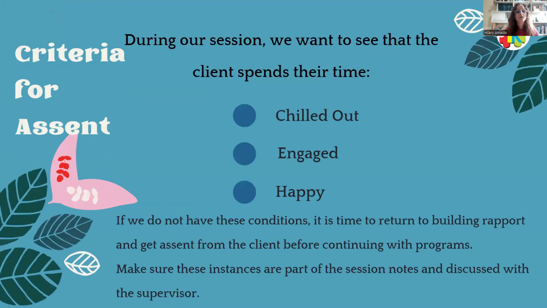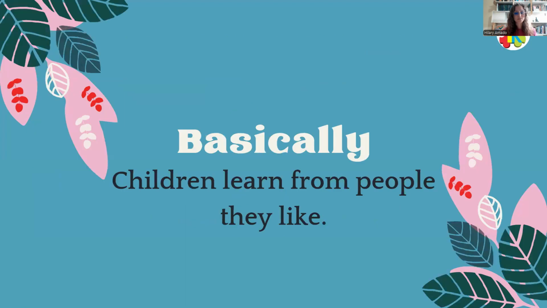What are our criteria for assent? During our session, we want to see that our client spends their time chilled out, engaged, and happy. If we don't have these conditions, it's time to return to building rapport and get assent from the client before continuing with programs. Make sure that these instances are part of your session notes and discussed with your supervisor.